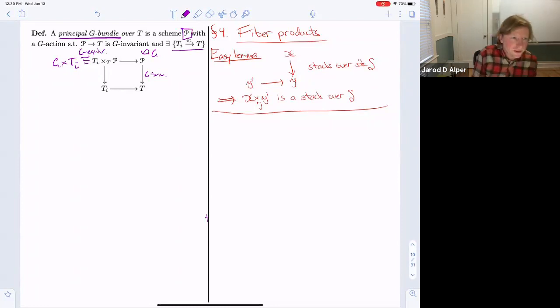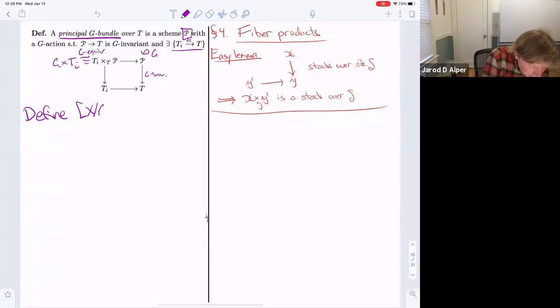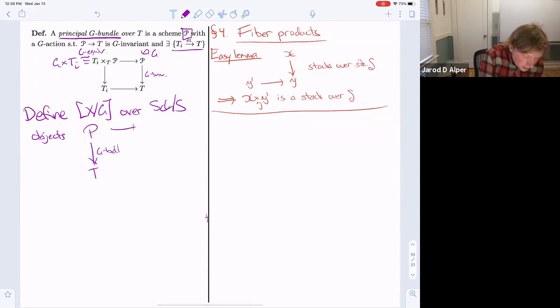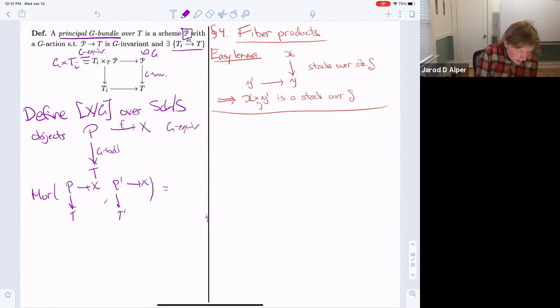Great, but let me just go for it. Let me introduce then this quotient stack. So we define X mod G over the category of schemes over S, and objects is going to be the data of a principal G bundle together with an equivariant map to X. And then morphisms from, say, P to T to X to P prime to T prime to X should be the data of Cartesian diagrams such that, if this map is F prime, this map is F, this commutes.